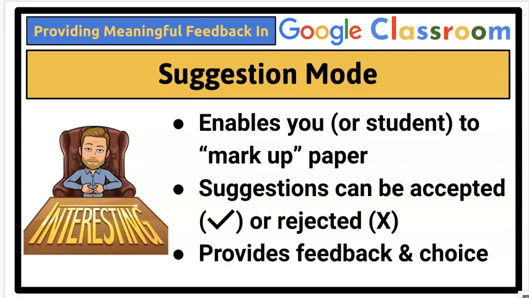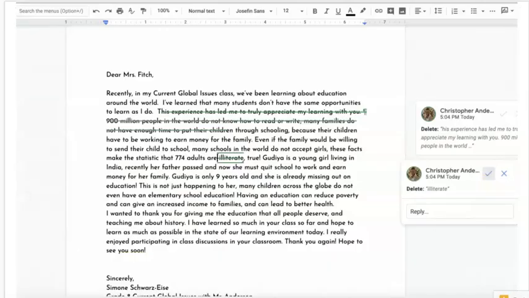So the suggestion mode enables you or a student, let's say you had students do peer review or peer editing, to mark up a paper. Then the markups and changes appear as suggestions on the paper, and it is up to the author, the owner of the paper, in this case the student, to either check and approve or X and reject those suggestions. So it's a way in which you can provide feedback, but also enable the user and the author to have ultimate choice about what stays and what doesn't.